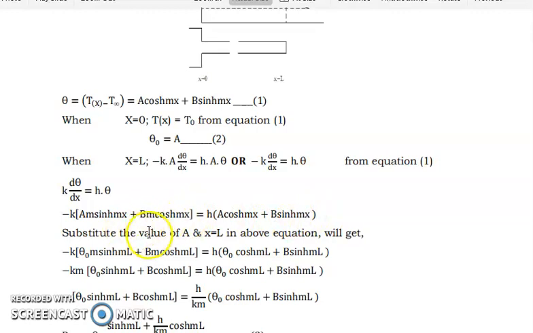So substitute the value of A and x equal to L in the above equations. That means substitute the value of A and x equal to L, and whatever we get, that is the value.